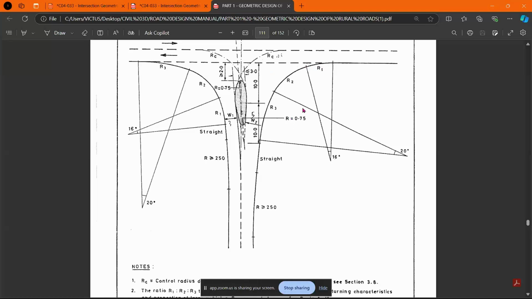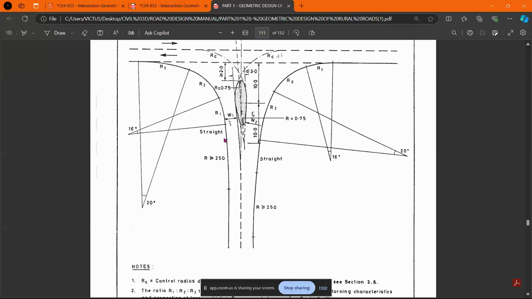Now, the numbering of the radii R1, R2, R3 follows the direction of the flow of traffic. So look here, we are moving from right to left, and that is why we have R1 as the radius that is diverging from the main road, the widening. And then we have R2, which is the turning, and then R3, which is the tapering for the vehicle to continue to the minor road traffic.